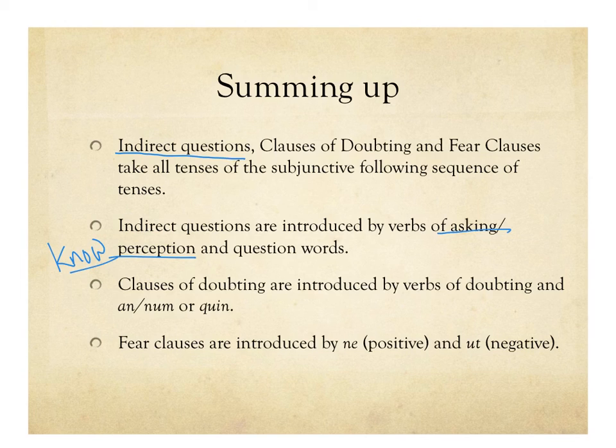Our next kind of clause are clauses of doubting, and these are super obvious because you have to have a form of dubito or dubitum est. They are introduced by an or num, and in the negative we have quin. Quin also appears if we have questions. Do you doubt that? That would be quin.